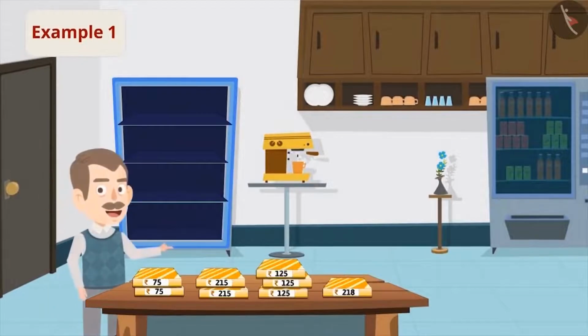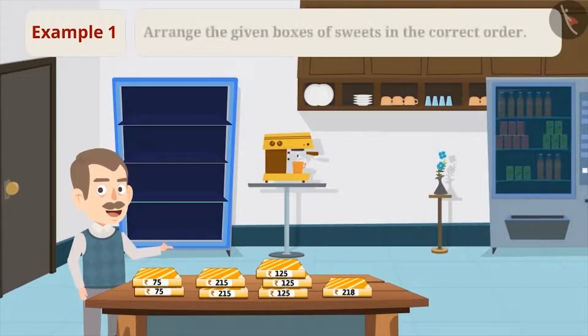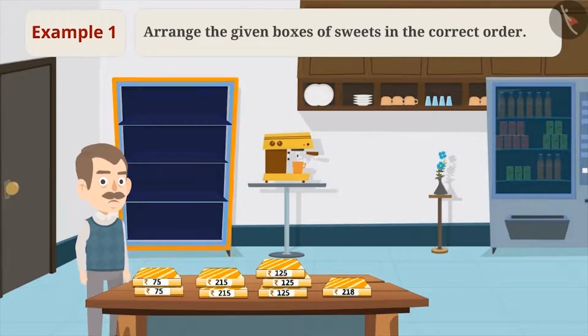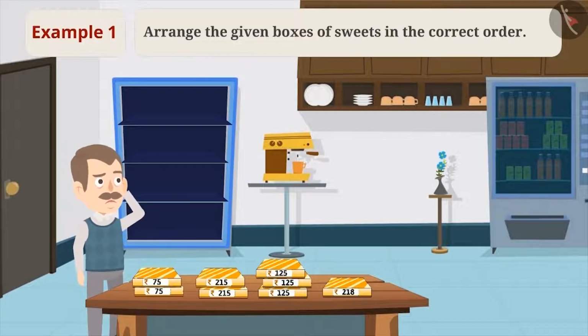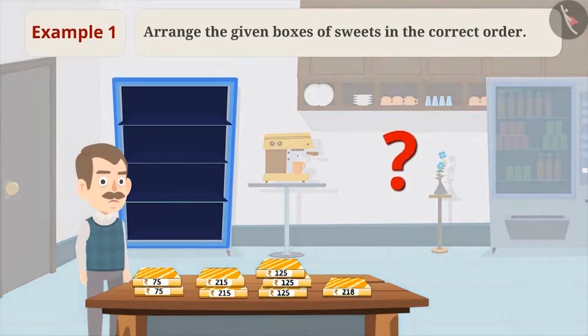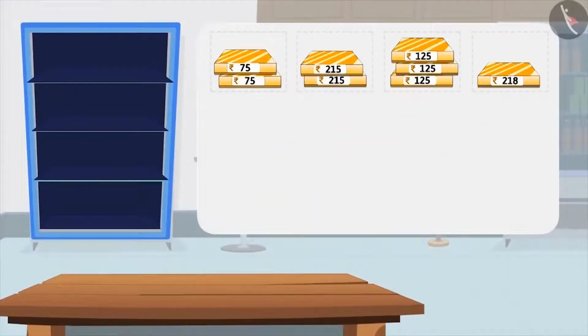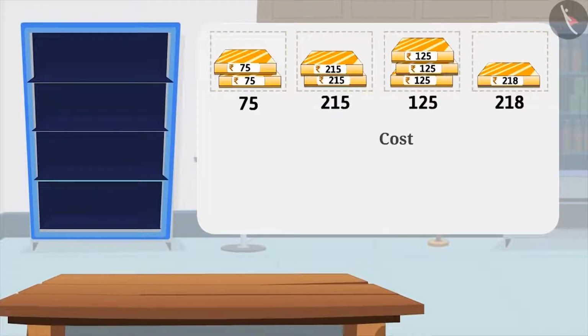Example. This is Anil's shop. Here are a few boxes of sweets which Anil has to arrange in order. But he is confused how to arrange them. Will you be able to help him? Now if you see, the cost of each box of sweets is different. This means they can be arranged in order by comparing their prices.